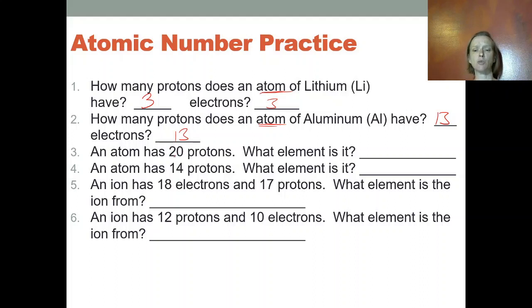If an atom has 20 protons, you need to look through your periodic table for element number 20, and that is calcium. Get used to writing that capital letter and lowercase letter. If an atom has 14 protons, that is silicon.